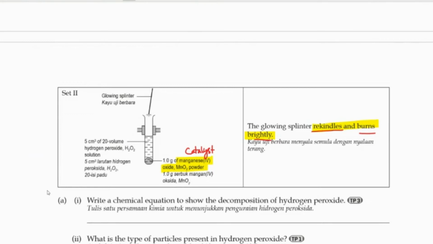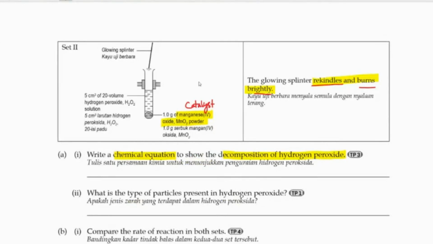Okay, why? So let's see. The chemical equation for the decomposition of hydrogen peroxide. First, hydrogen peroxide is H2O2. When it decomposes, what do you think is the product? Try to have a guess. What gas will make the glowing splinter rekindle? Yes, oxygen. Another one, water. So there are 2 products. When it decomposes, it forms water and oxygen. It's not balanced, so we have to balance it: this one times 2, this one times 2.